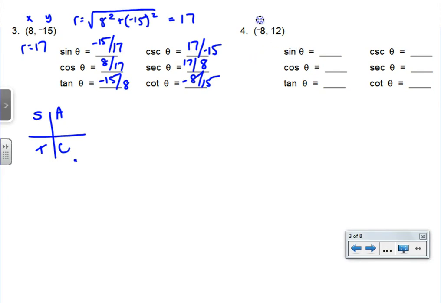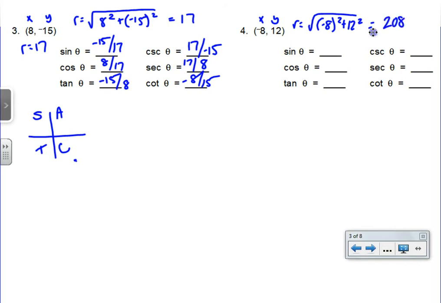All right, number 4. We have an x, we have a y, and then I think you could calculate your r really quickly. So negative 8 squared plus 12 squared. I don't think this one's pretty. Okay, before you square root it, can someone tell me what that number is? 144 plus 64. Well, I know it's not that because it's got to be bigger than 12. You have your parentheses maybe. What was it? 208. 208.